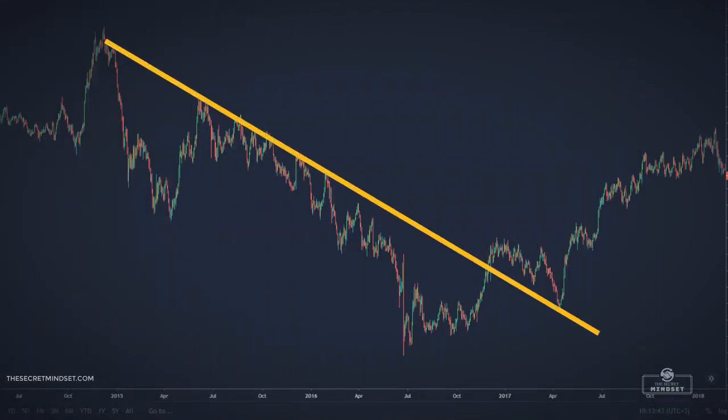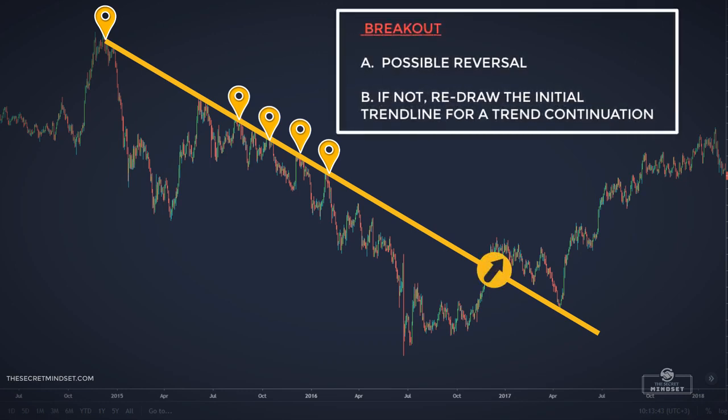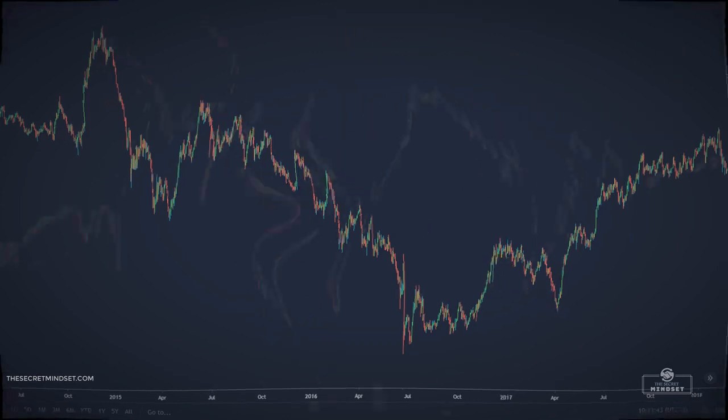So here is a classic downwards trend line. It connects the highest price with other price swings. When price moves through the trend line heading higher, the downtrend has been penetrated. This may end the downtrend or cause a new downtrend line to be drawn. In this case, it was the end of the downtrend.